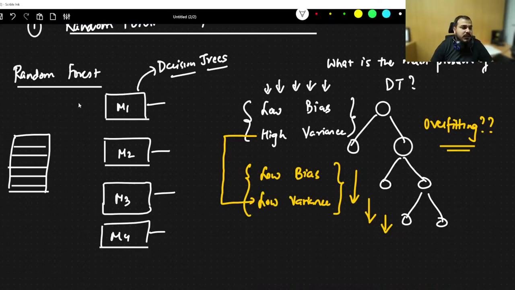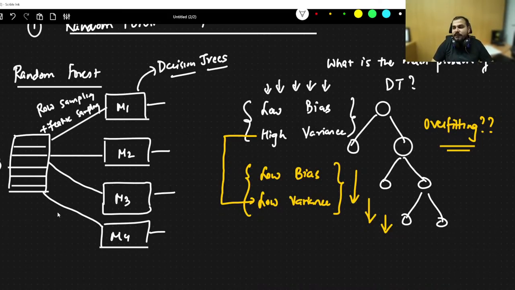Now in random forest, how does it work? In the first case, two things basically happen with respect to the D dash data set. Let's say for the first model, we do some kind of row sampling plus feature sampling. That basically means we select some set of rows and some set of features and give it to M1. Similarly, you do row sampling and feature sampling and give it to M2. Then you do row sampling and feature sampling and give it to M3. And then you do row sampling and feature sampling and give it to M4. Now, when you do this, what will happen? Independently, you are giving some features along with some rows. There may be a situation where your features may also get repeated. Your records or data points may also get repeated.